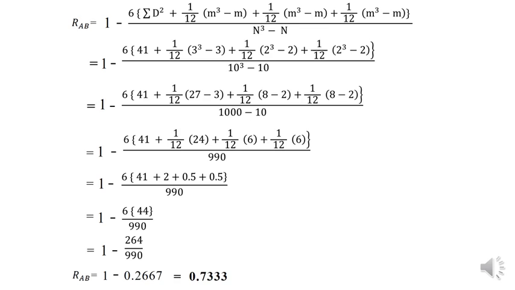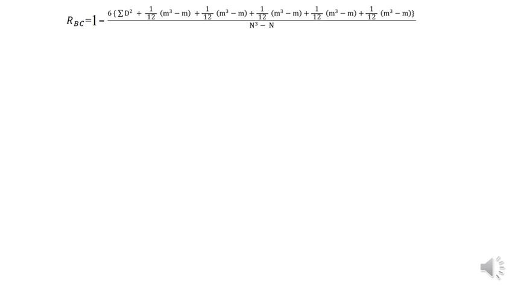So similarly find out rank correlation coefficient between B and C. Rank correlation coefficient between B and C. 1 minus 6 into, observe here, in case of judge B, 2 ranks are repeating. In case of judge C, 3 ranks are repeating. Therefore 1 by 12 into m cube minus m has been added 5 times here, divided by n cube minus n.